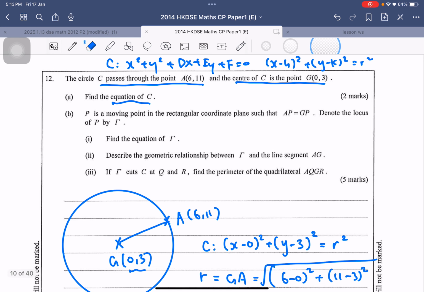So find the equation first, okay? So draw the line. What does the line look like? It's going to be crossing through the midpoint of A and G, so it's going to look like this. Is this okay? So this is perpendicular and this is the bisector. Okay?